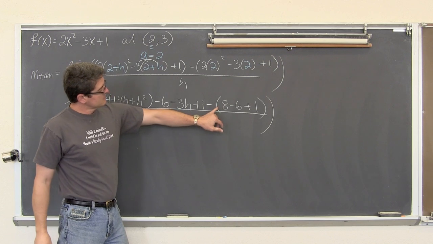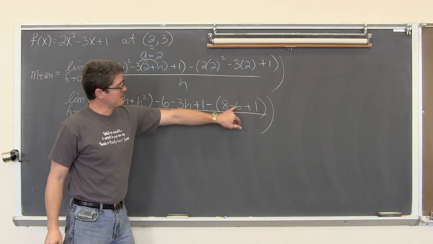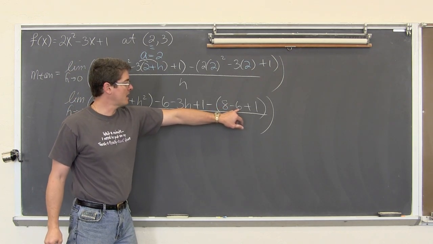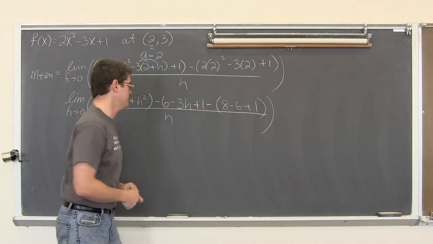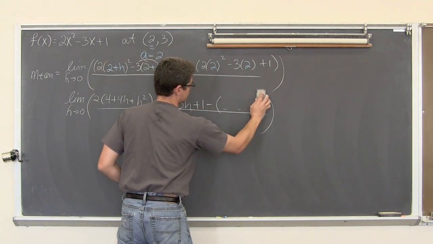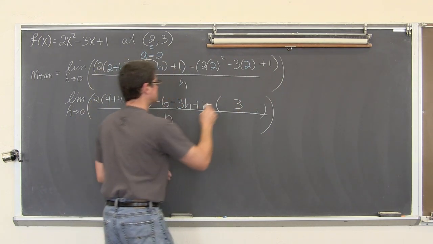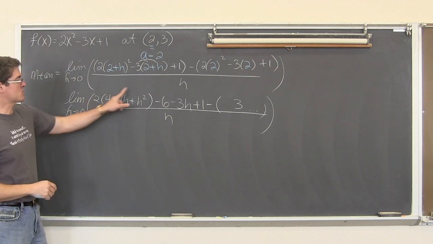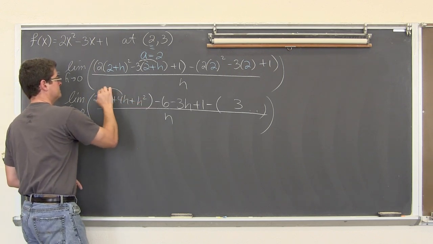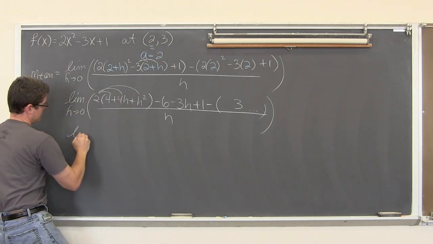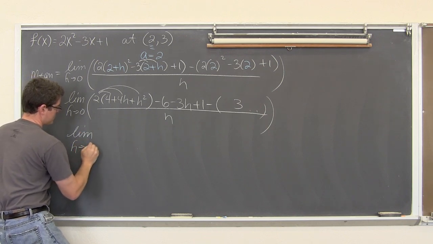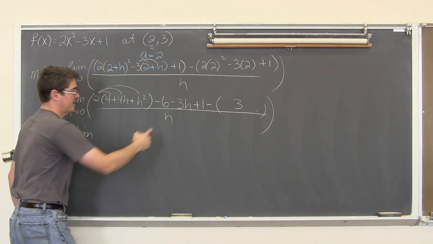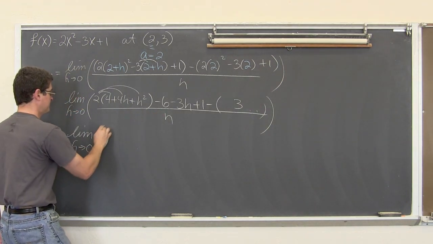Now, 8 minus 6 is 2, and 2 plus 1 is 3. Okay, need to distribute this 2 through. So we have the limit as h approaches 0. Right now it would be undefined. If that h doesn't cancel out, we're going to have a problem.